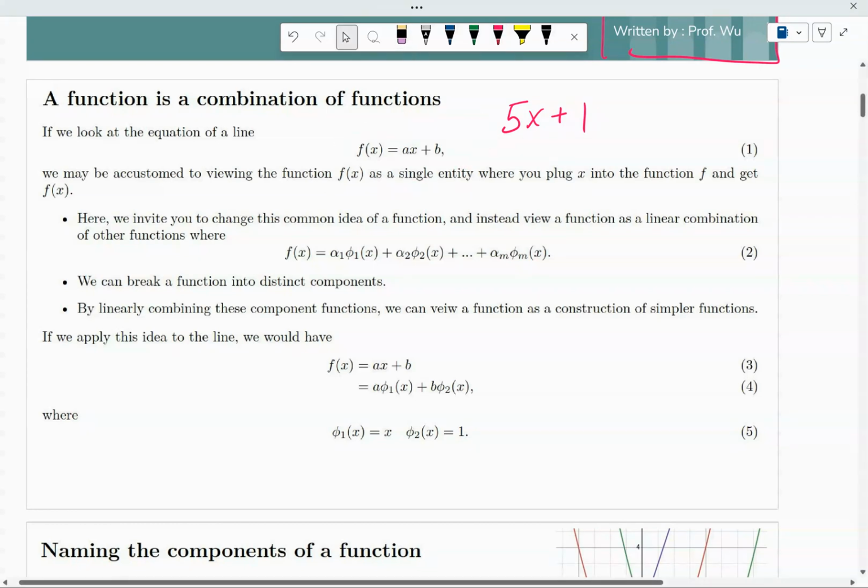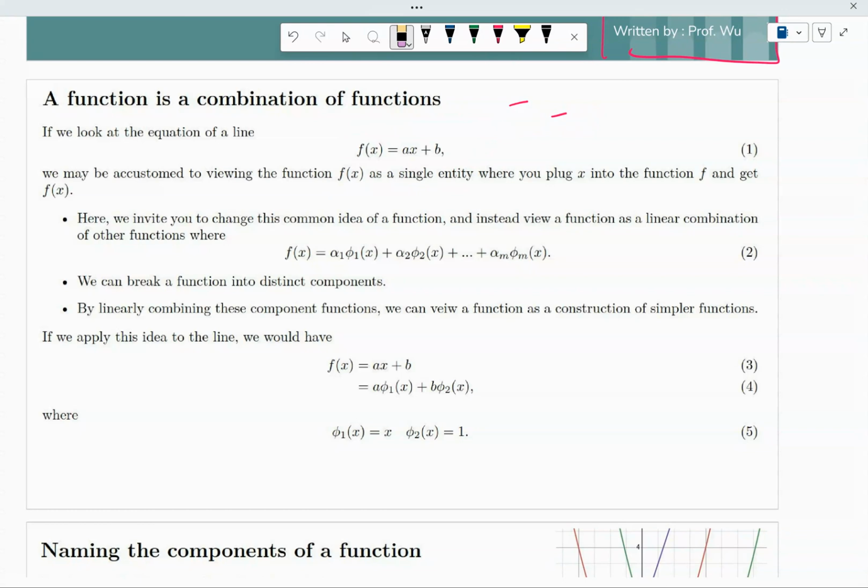However, here we're going to start looking at things more and more where a function is really a linear combination of other functions, where we're going to call each function a basis function. So phi 1, phi 2, phi m. So over here, there are m functions, and the actual function is really just a combination of them, right? Our linear function is an example of this, where there are only two functions, this one and this one.